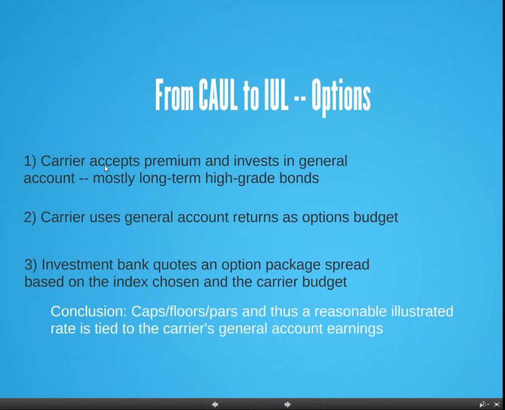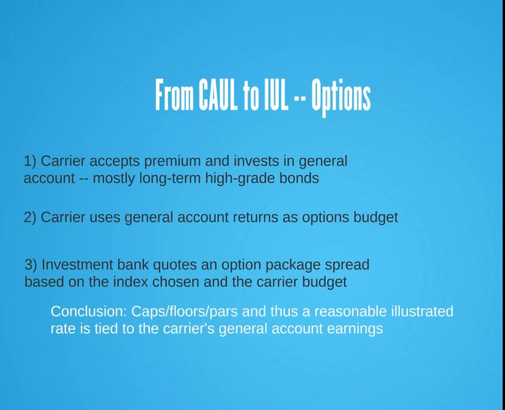And then here's how index UL is different. The carrier then uses their general account earnings as their options budget. And they call an investment banker, obviously a simplified example here, and they say, what sort of option spread can we get based on this budget in the S&P 500 or whatever? And they're going to say, well, based on that, we can give you a 0% floor and a, let's say, 12% cap. And there you go.